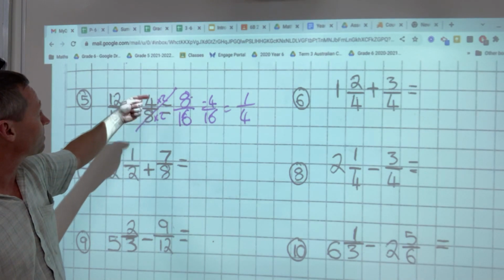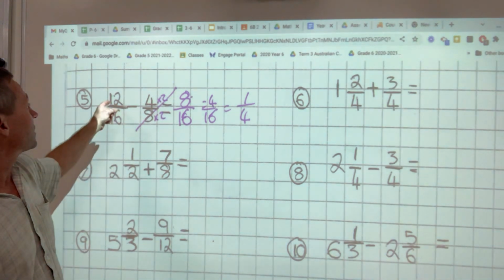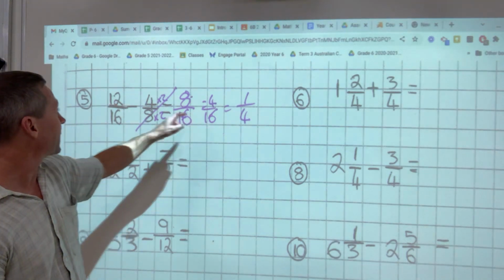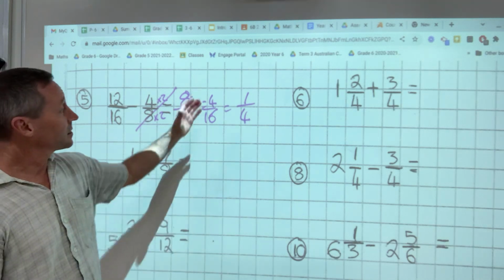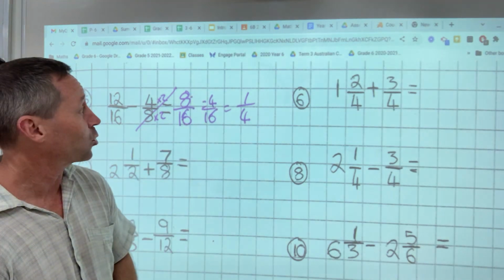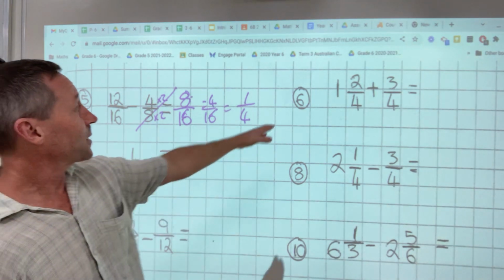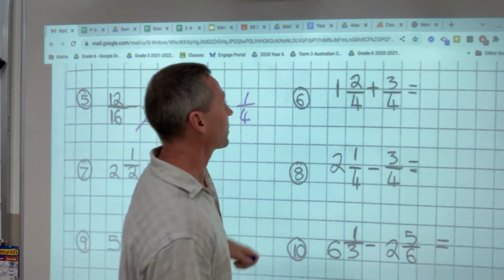What I do to the bottom, I do to the top. I rewrite it as 8/16. 16 is the denominator. 12 minus 8 leaves 4. 4/16 is correct. But if we simplify, it gives you 1/4 or a quarter. Next one here, there's a couple of ways you can do this. So let's have a look at one way.